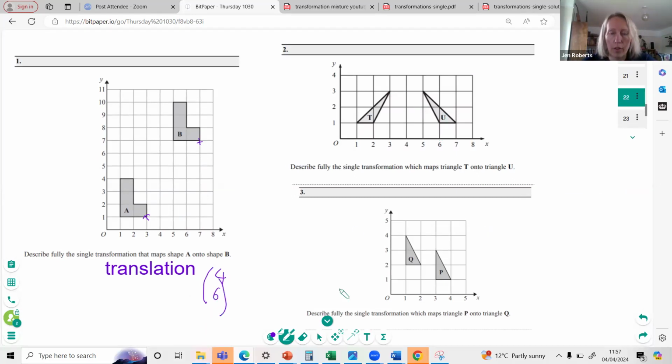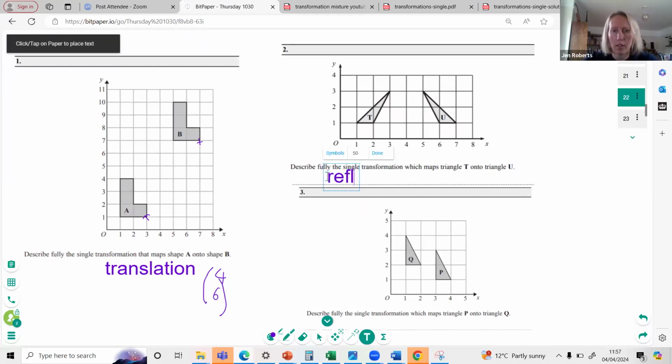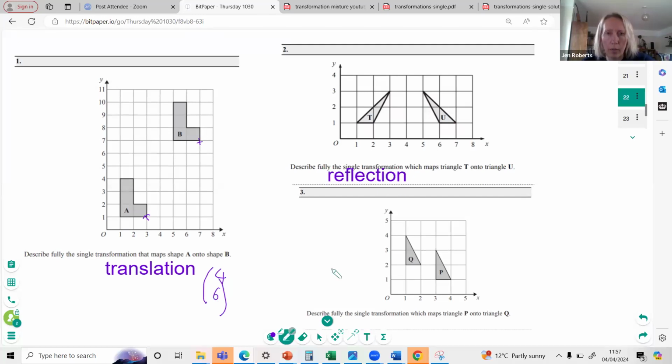What about this one? Hopefully you thought this is reflection. Mirror line would go here, cutting your x-axis at 4. So reflection in x equals 4.